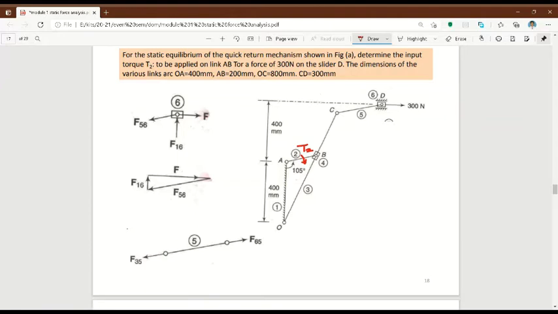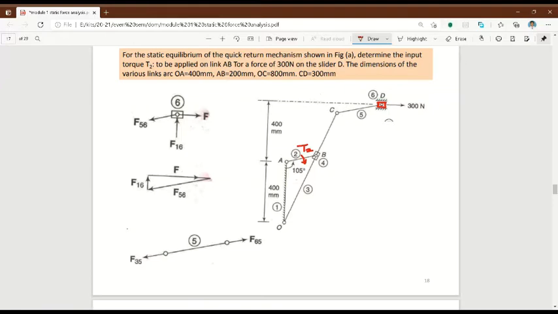The torque is to be applied on the link AB for a force of 300 Newton on the slider D. Where is slider D? Here they have given the slider D. On this slider, they are applying a force of 300 Newton. For the remaining links, they have given the dimensions.